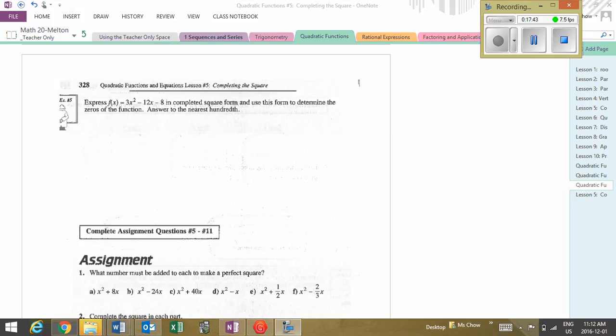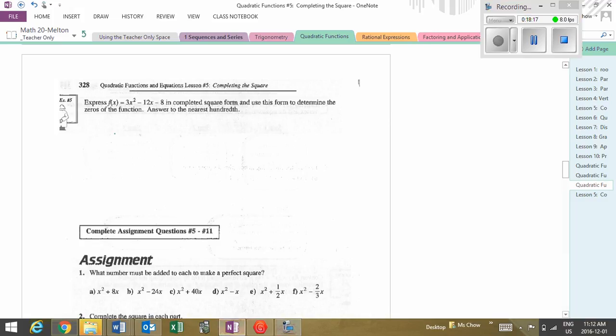So for class example number 5, it's asking us to put it into completed square form, also known as vertex form or standard form, and then use the form to determine the zeros of the function. I'm not sure whether they're asking to the nearest hundredth, because if you're asking to the nearest hundredth, then that assumes that you could use your calculator, in which case I would probably just enter in the general form to find the zeros and use my calculator. But let's go through and we'll also figure out the exact values then.